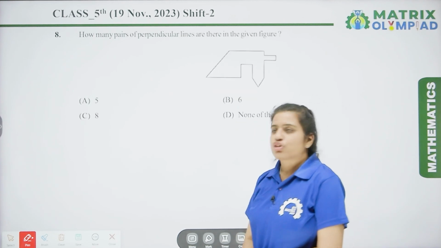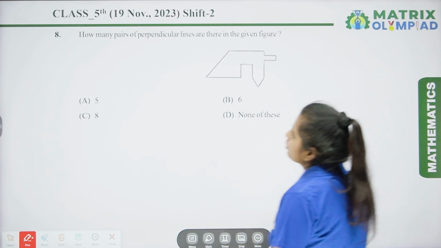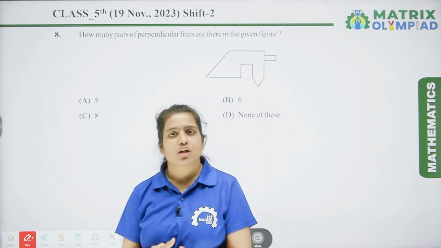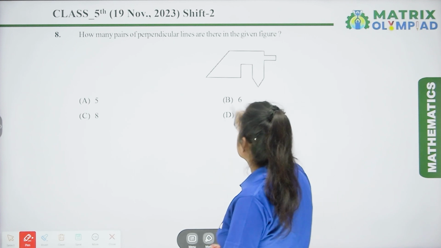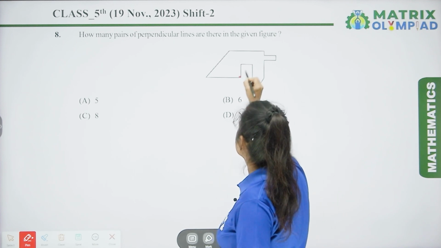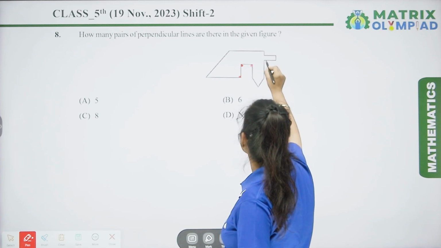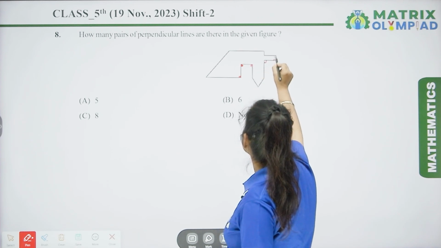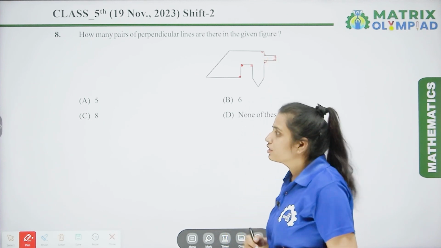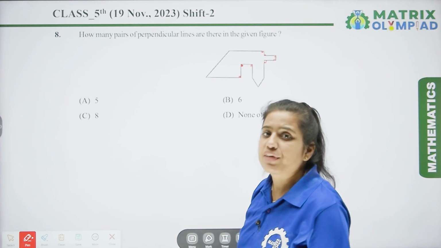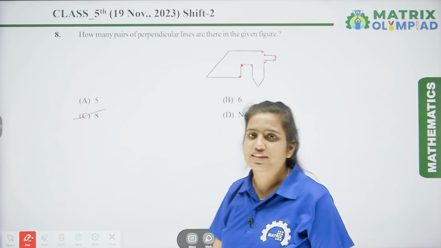Now the next question is question number 8. How many pairs of perpendicular lines are there in the given figure? So here we have to find out the number of perpendicular lines. So here let's count 1, 2, this is 3, 4, 5, 6, 7 and this one is 8. So in this figure we have 8 perpendicular lines. So here option C is the correct answer.